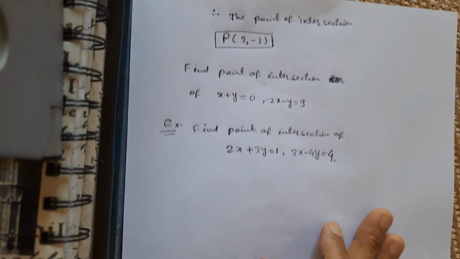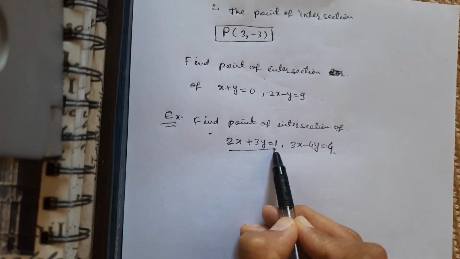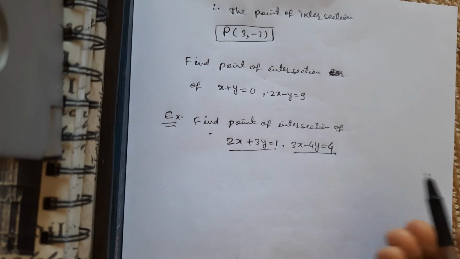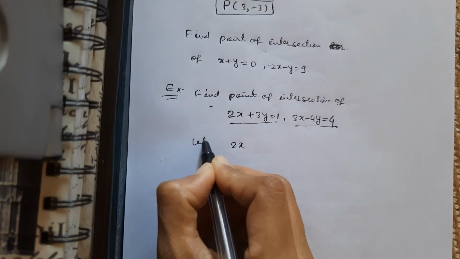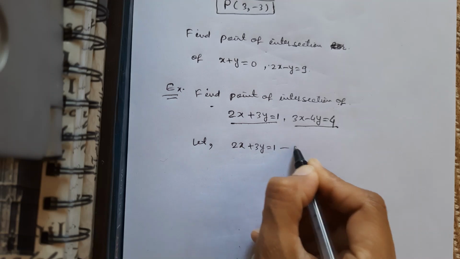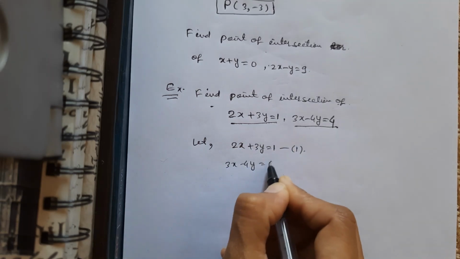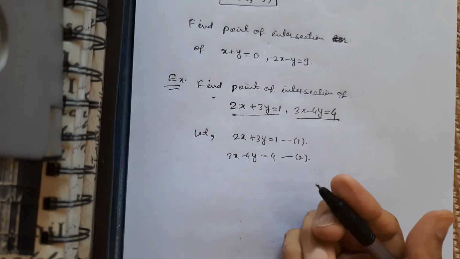Another example that we are going to discuss is to find the point of intersection of 2x plus 3y equal to 1 and 3x minus 4y equal to 4. So let's just consider this. Let 2x plus 3y equal to 1 be equation 1, and 3x minus 4y equal to 4 be equation 2. Now I want to cancel any one.